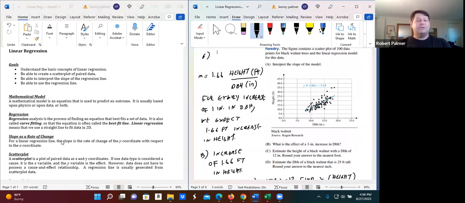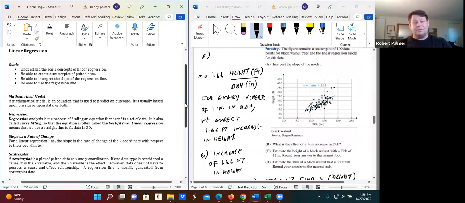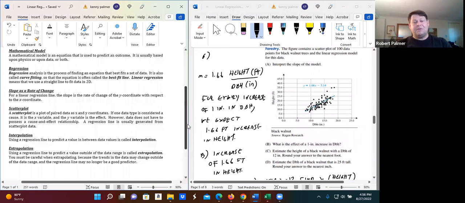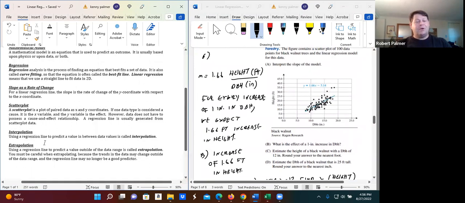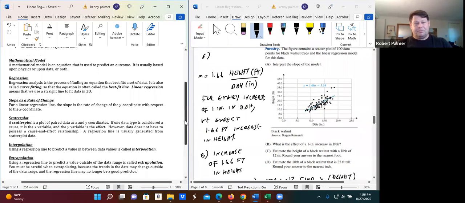We talked about what the slope means and how we can interpret it. Also how to create scatter plots, and that's usually what you base your best fit lines off of. Then we explained interpolation and extrapolation.